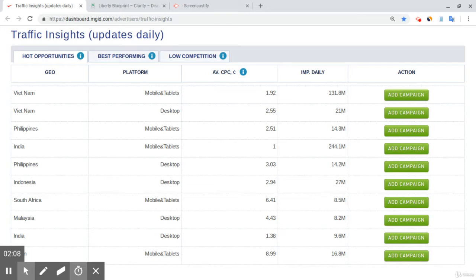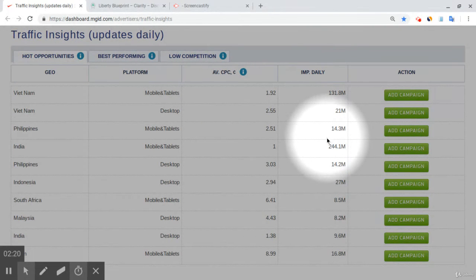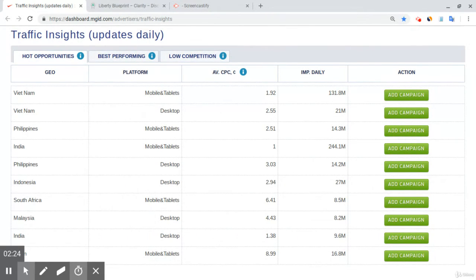And the crazy thing is, even though this traffic is really cheap, there's still a lot of impressions possible that your ad could be shown to. For example, Vietnam, there's more than 100 million. India, there's more than 200 million impressions daily. So again, this is another chart to keep an eye on, especially if you're looking for cheaper traffic.